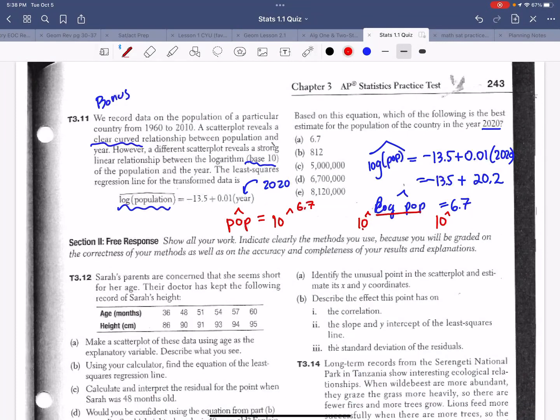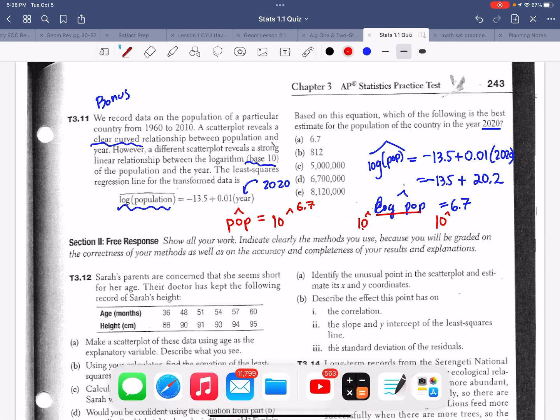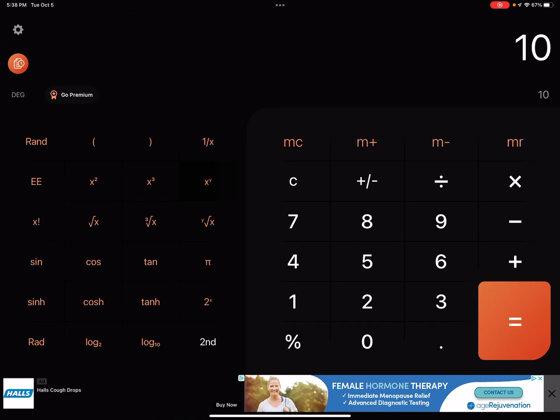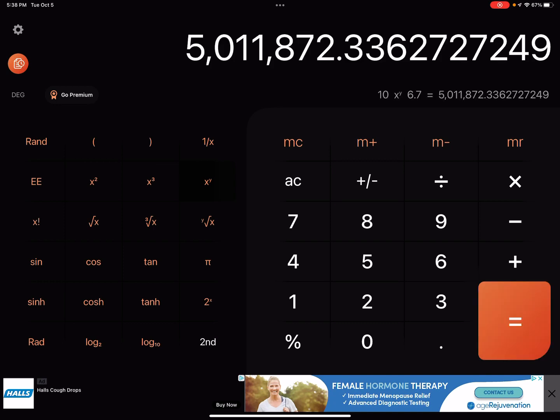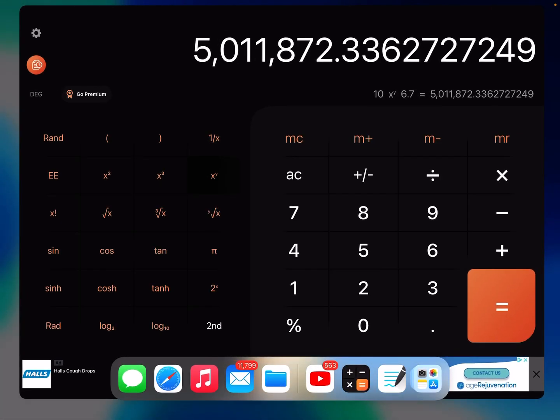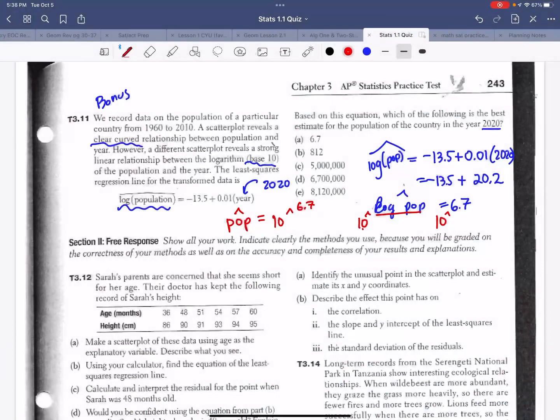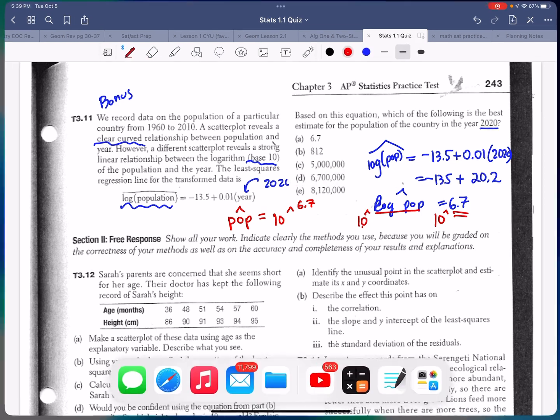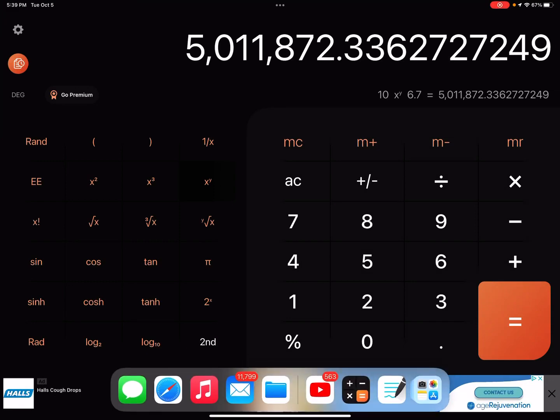So we go back to our question. Did I type that in wrong? Probably. 10 to the power of 6.7. Oh, that's weird. There's something wrong with my calculator. I'm sorry, guys. That should be this number, right? That's 10 to the power of 6.7, and that's our answer. Yes, okay, it's 5 million. That's right. It's not scientific notation. It's just that number.